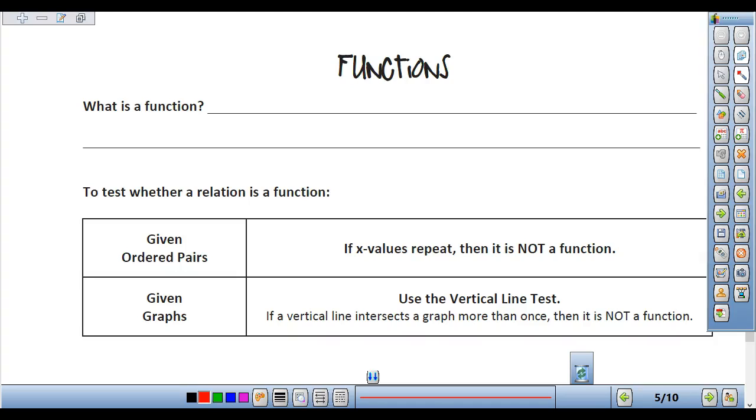Functions. What is a function? What's not a function? And we're going to talk about domain and range. I think the first day of domain and range is one of the harder days, but we'll get through it.